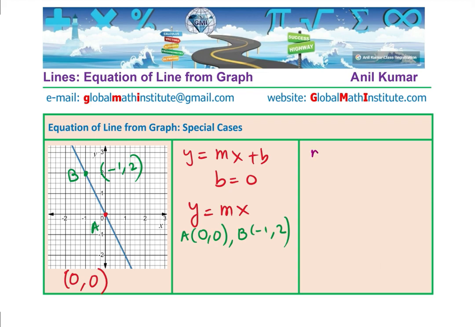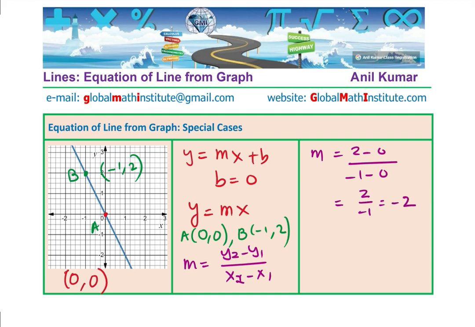So let's write down the slope, which is given by change in y values over change in x values, correct? In this case it is 2 minus 0 over minus 1 minus 0. So which is 2 over minus 1, or minus 2, right? Therefore, the equation is y equals minus 2x. Is that clear to you? Since the y-intercept is 0. Perfect. So that is how we find the equation of this line.